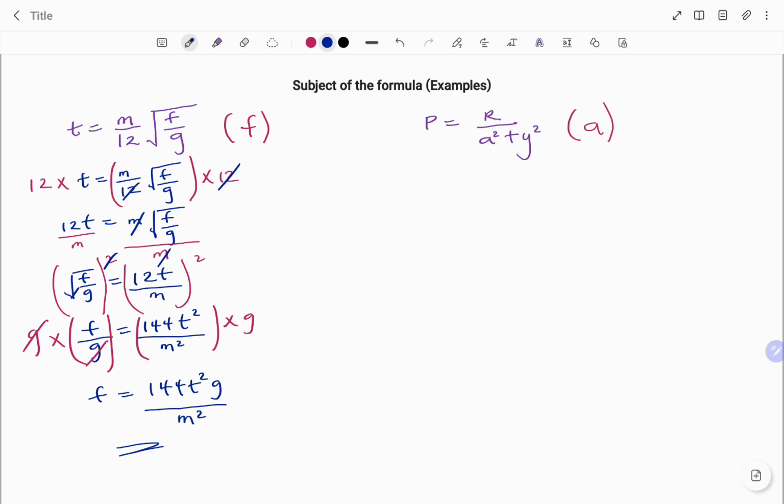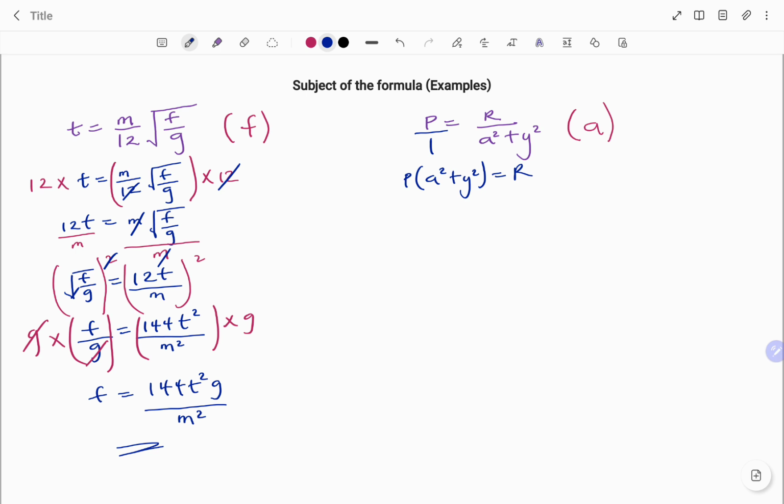In the last example, I have p equals r over a squared plus y squared. I'm going to make a the subject of formula. This p is a whole number, so that's over 1. Cross multiplying, I have p in bracket a squared plus y squared equals r times 1, that's r.